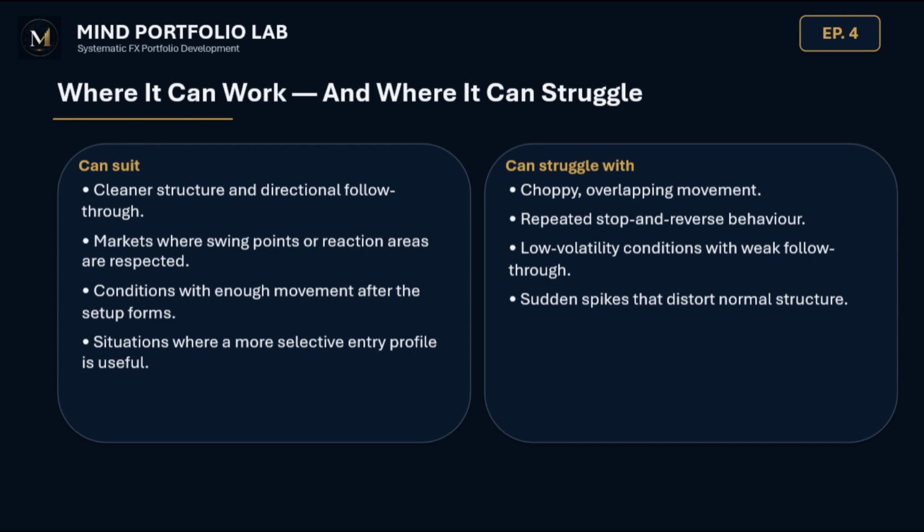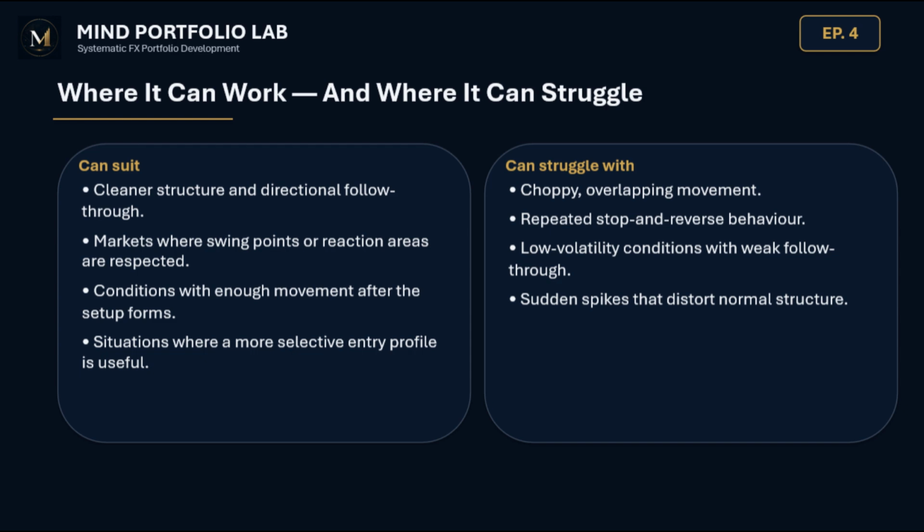This type of system can perform better when price behavior is cleaner and when structure is respected. If the market forms clearer reaction points, continues from them, or moves in a more organized way, that can suit this kind of strategy. It can struggle when price is choppy, overlapping, and difficult to read. If the market keeps reversing, distorting structure, or moving without follow-through, that can make it harder for the EA to behave well. It can also struggle in sudden spike conditions, where price moves sharply without the cleaner structure that the system is designed around.